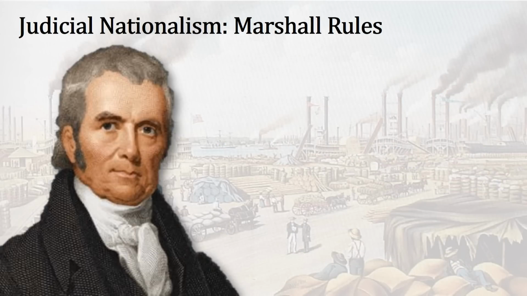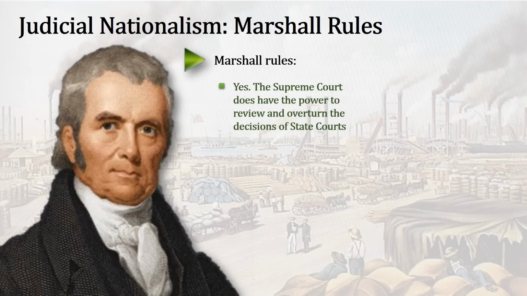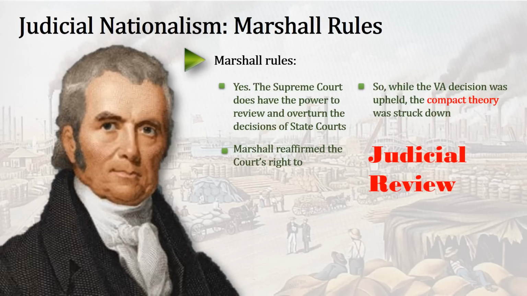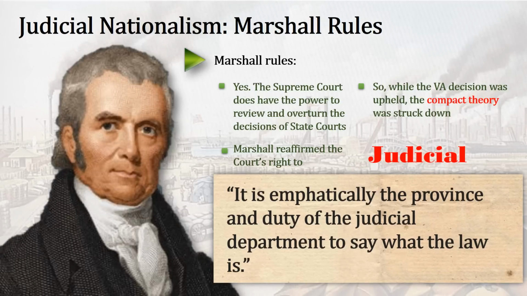Marshall's ruling really shouldn't surprise us. He rules, yes, the Supreme Court does in fact have the power to review and overturn the decisions of state courts, even state Supreme Courts. While the Virginia Supreme Court decision was upheld and the Cohen brothers did violate the law, what Marshall was striking down was the compact theory of government, which was implied by their ruling, the idea that the states are the arbiters of the Constitution. Marshall says no, and he affirmed the Supreme Court's right to judicial review, stating once again, "It is emphatically the province and duty of the judicial department," that's the Supreme Court, "to say what the law is."